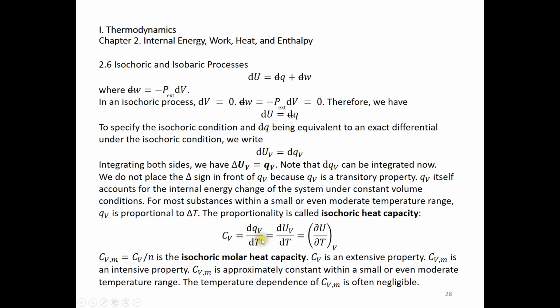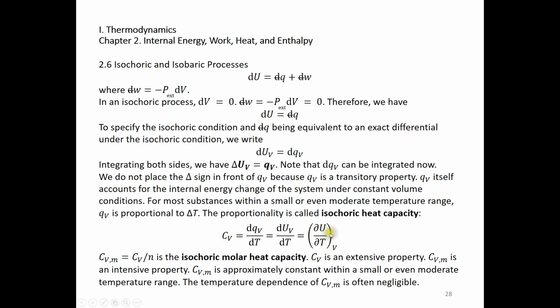Well, in general chemistry, you probably see C sub V is equal to Q sub V over delta T, the finite change of temperature on the bottom, the finite amount of heat on top. But now we learn the calculus. It's the exact differential here for Q sub V over the exact differential of temperature. Again, dq is inexact, but now with this V, it becomes exact, or behaves like an exact differential. And also, we know dq sub V is dU sub V, so we have this partial derivative: delta U over delta T under constant volume condition is C sub V.